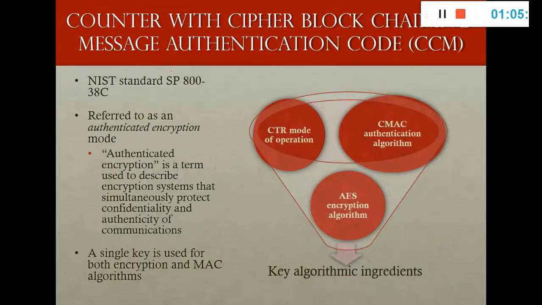Of course, you also have counter with cipher block chaining message authentication code. Remember, in counter mode you don't have feedback, but you have a seed number, a counter that is pseudo random. Authenticated encryption is used to describe an encryption system that simultaneously protects the confidentiality and authenticity of the communication. You have counter mode of operation and CMAC with AES, and you can combine these. A single key is used for both the encryption and MAC algorithms.